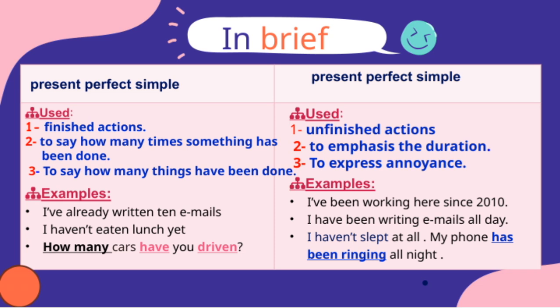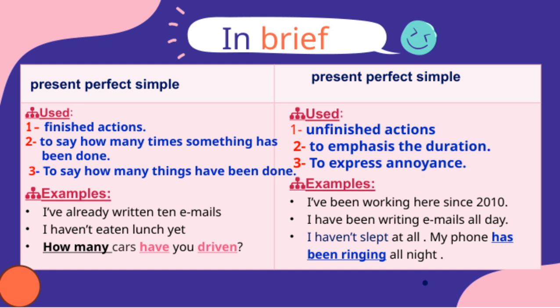First, to talk about unfinished actions that started in the past and are still happening now. For example, I might say, I've been working here since 2010, which shows I started working here in 2010 and am still working now. Another example is, I have been writing emails all day, indicating that I started earlier and am still in the process.